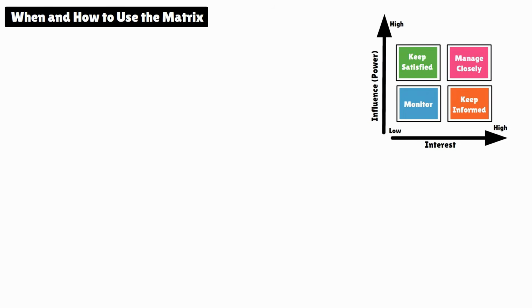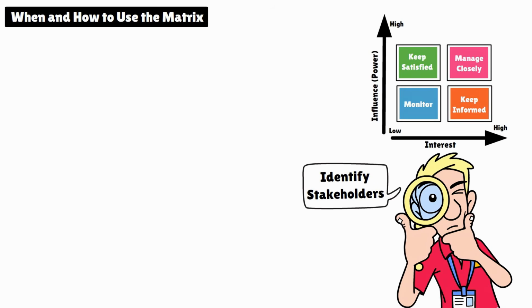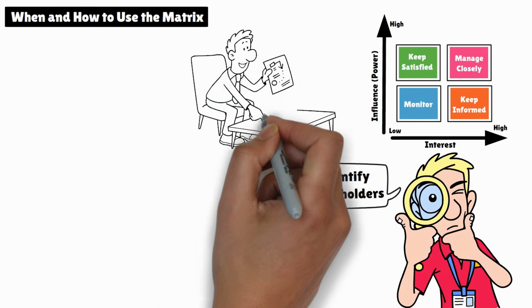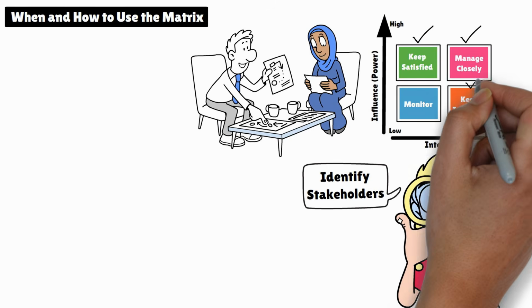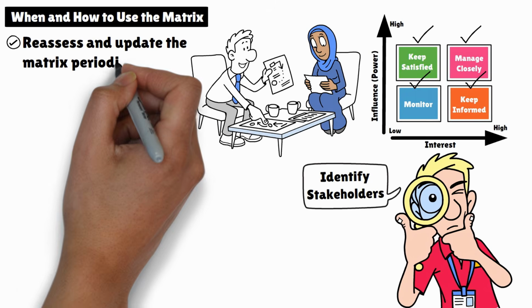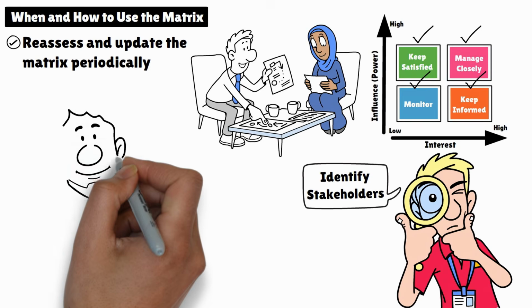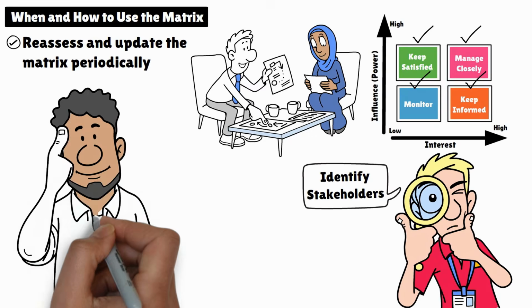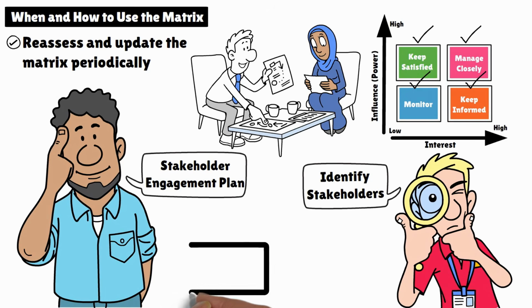So when and how do you use the matrix? You'll typically create this matrix during the Identify Stakeholders process, which happens early in the project. But it's not a one-and-done exercise. Stakeholders' positions on the matrix may shift as the project progresses. That's why it's important to reassess and update the matrix periodically, especially before key milestones or major changes. The Stakeholder Influence Matrix also ties into your stakeholder engagement plan, helping you determine who gets what kind of communication and how often.